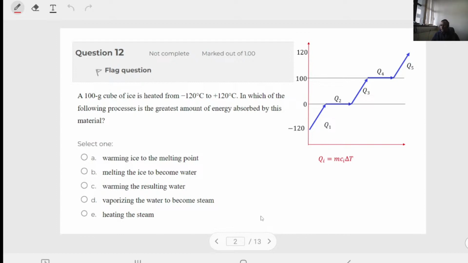If I read through, it says a 100-gram cube of ice is heated from the temperature T naught of negative 120 degrees centigrade to positive 120 degrees centigrade. As you see, it started at negative 120 and ended at positive 120 degrees centigrade. In which of the following processes is the greatest amount of energy absorbed by this material?